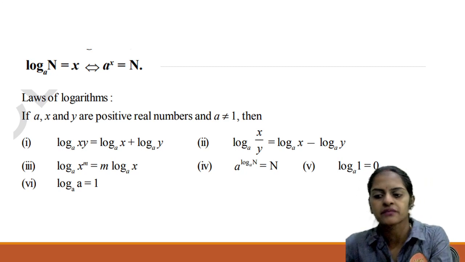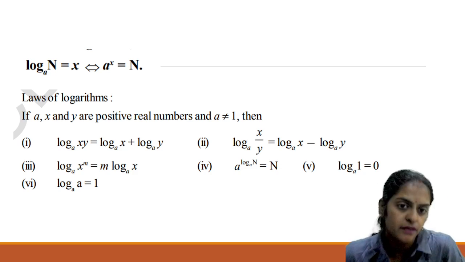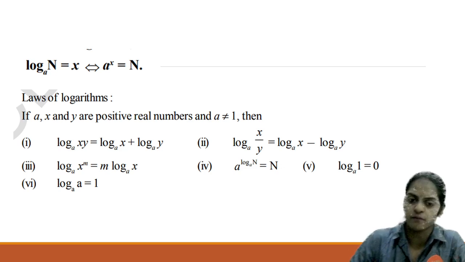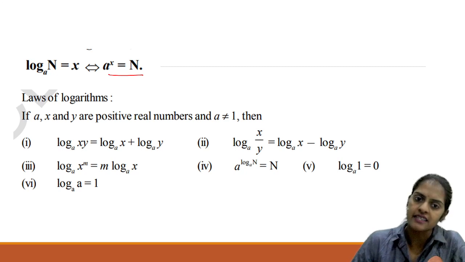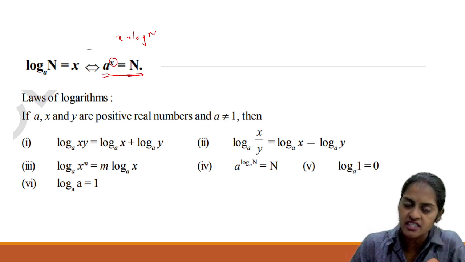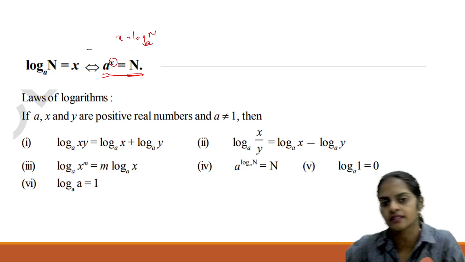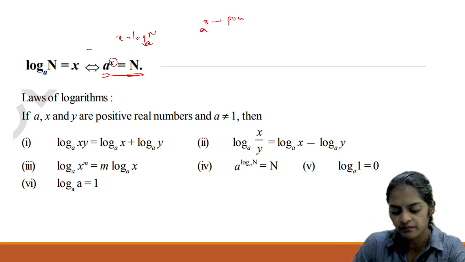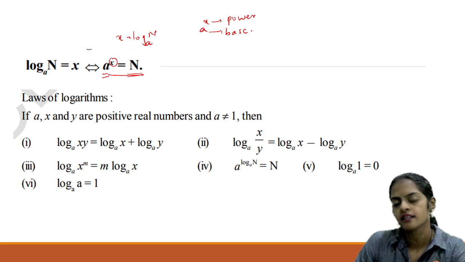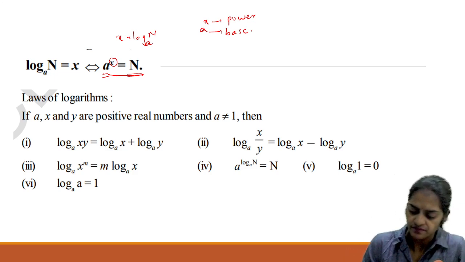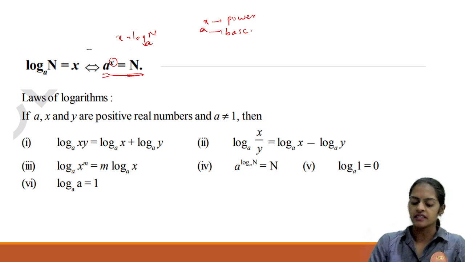So just have a look at that. First of all, logarithmic form is an inverse function of exponential form. What does it mean? Suppose I have a power x equal to n. Then if I apply logarithm, I can write x is equal to log n. This a, which is the base of the exponent, will become the base of the logarithm. Clear? Whenever you write the exponent, this is the power and this is the base, isn't it? So this base of the exponent will also become the base of the logarithm. Clear now?